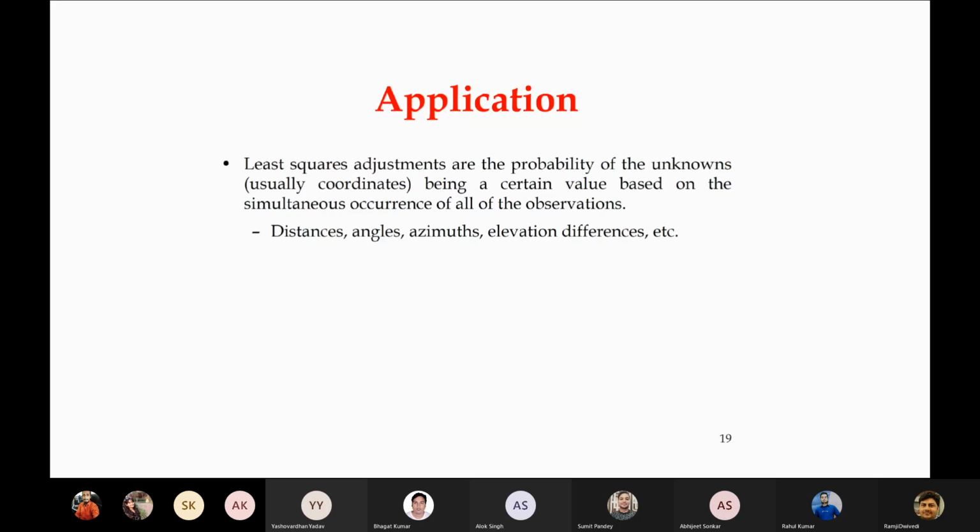In your previous problem, where you have 20 such scenarios, where you are drawing the balls and then making pairs. Similarly, here in this geoinformatics discipline, you will have too many observations coming from every side: angles, distances, azimuth, elevation difference, etc. They all are coming. And there are certain unknowns which you need to find out. And you will be confused how to take into account all observations at the same time.